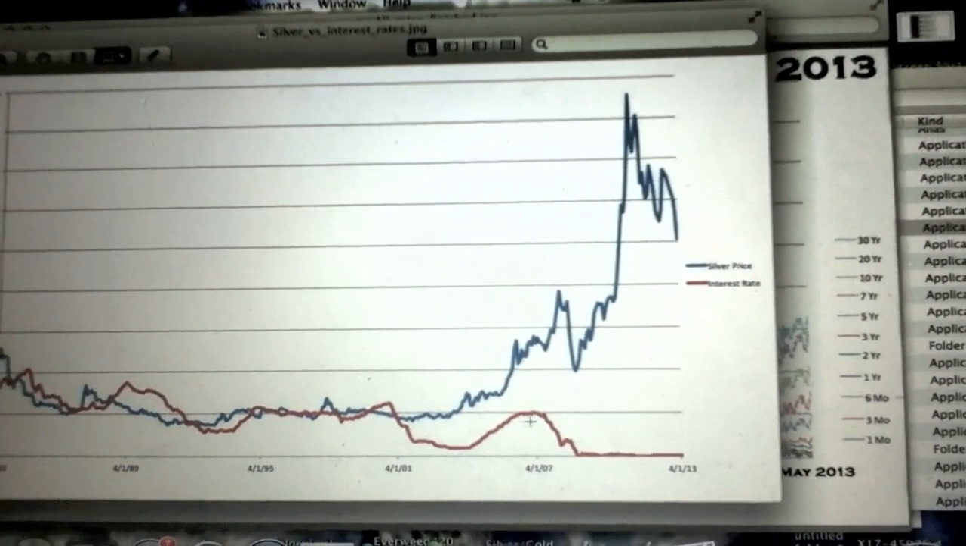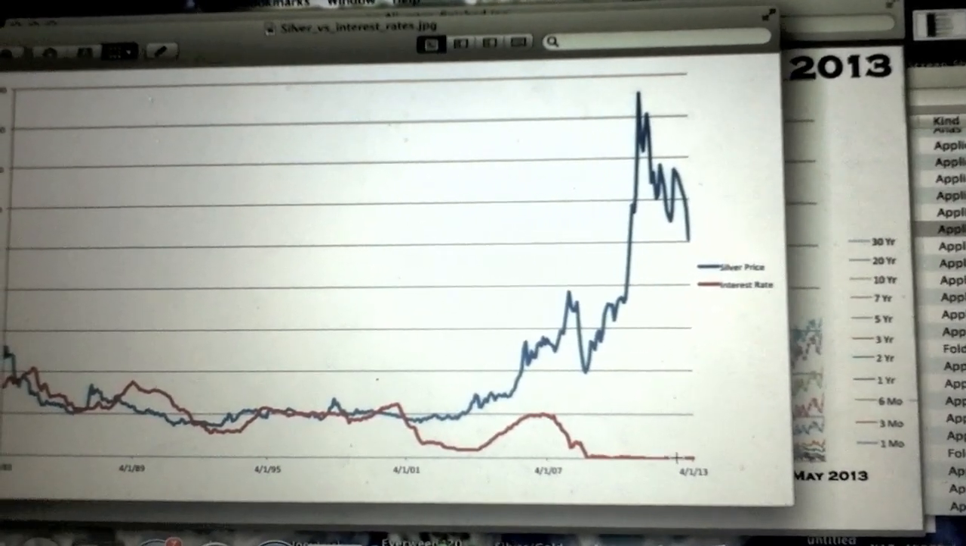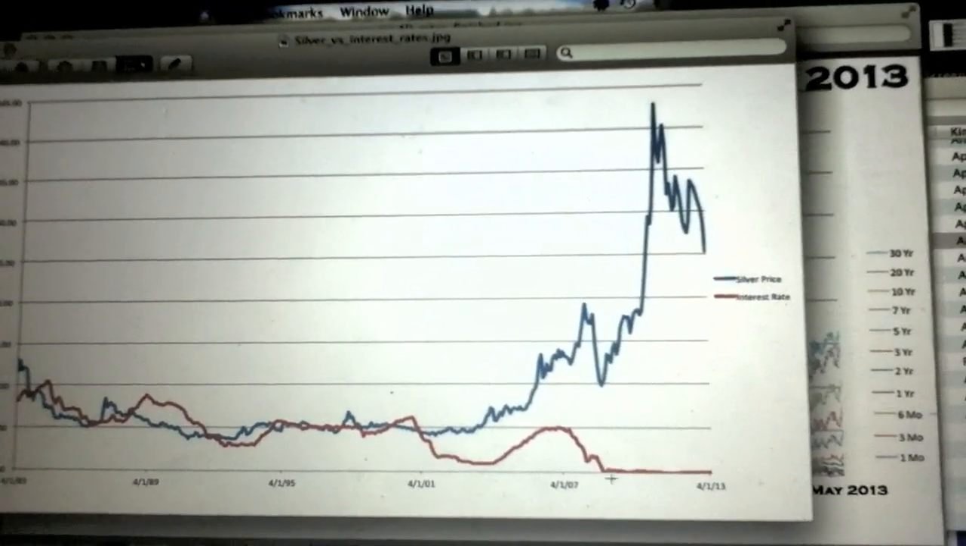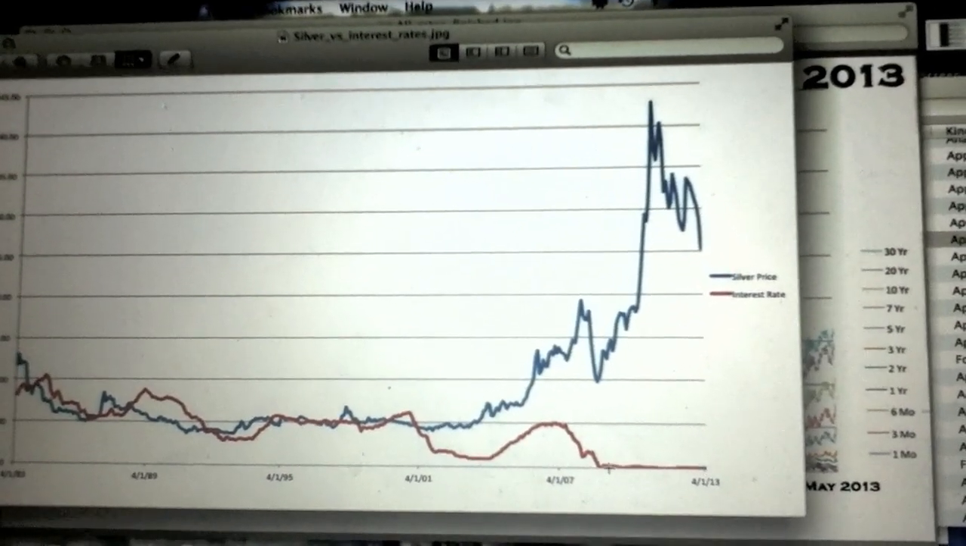So, yep, interest rates have flatlined, and the American economy will be going with it.